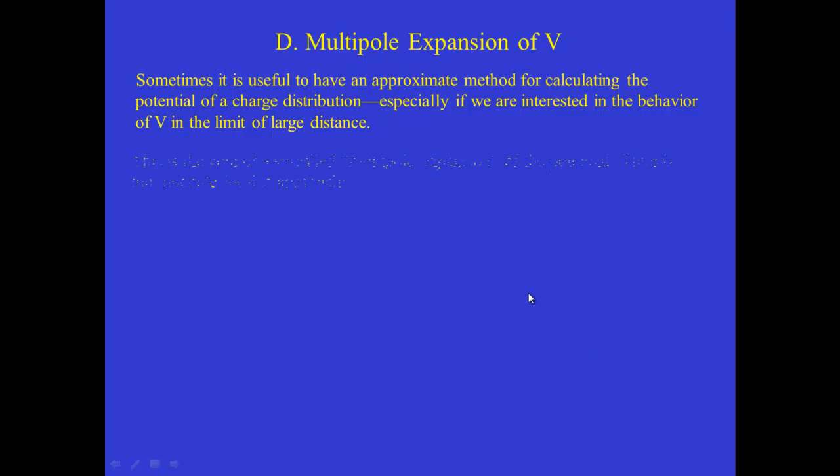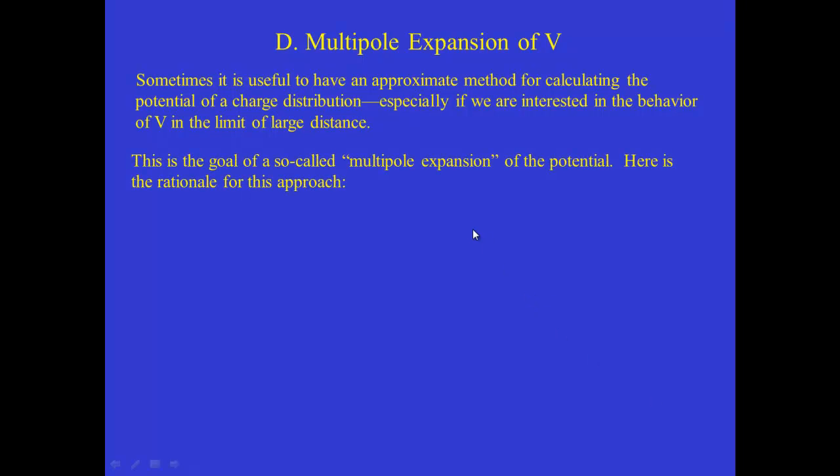electric potential. So this multipole expansion method, as you might guess, being called an expansion, is some sort of a series. And it's a series of terms where the idea is that each successive term gives a smaller and smaller contribution to the potential. So hopefully keeping just a few of those terms may give a good approximation.